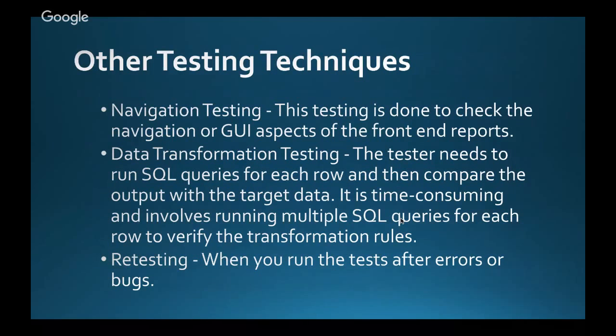Other testing techniques: there are several other testing techniques. For example, you can use navigation testing. Navigation testing is done to check the navigation or geo aspects of the front end and reports. Data transformation testing: the tester needs to run SQL queries for each of the rows and then compare the output with the target data. It is time consuming and involves running multiple SQL queries for each row to verify the transformation rule. Retesting: when you run a test after errors or bugs are fixed, you retest it. It's a retesting technique. So these are the main testing techniques which a tester has to use as part of ETL testing.